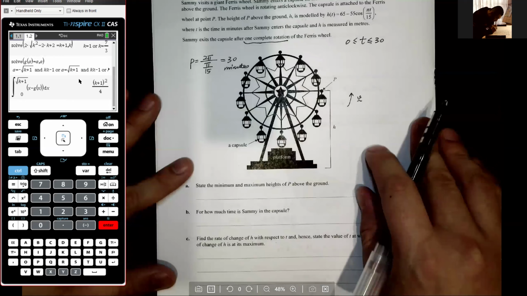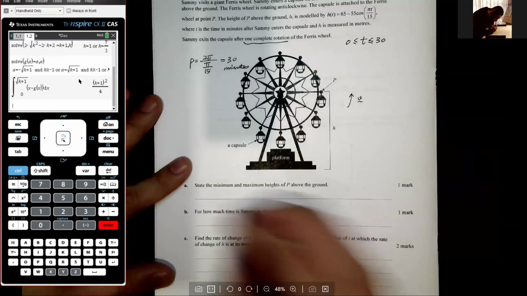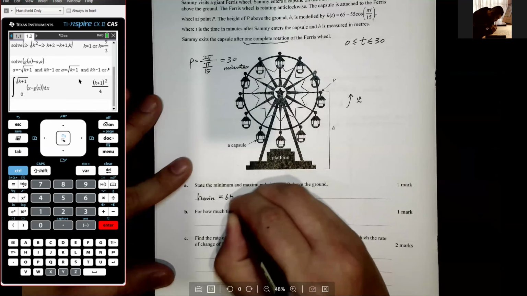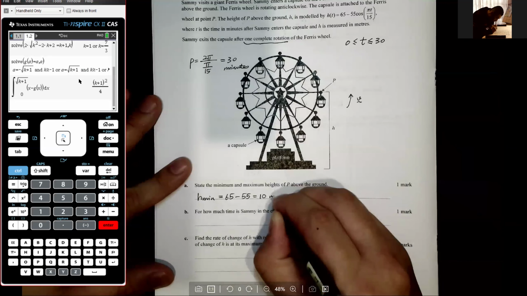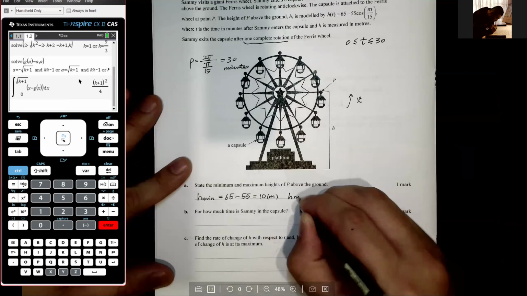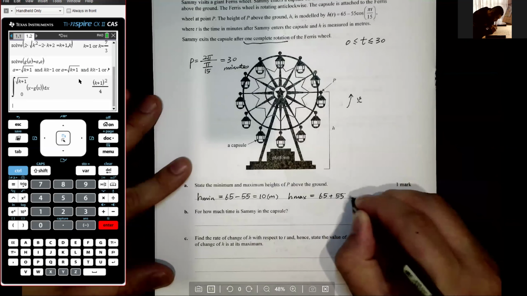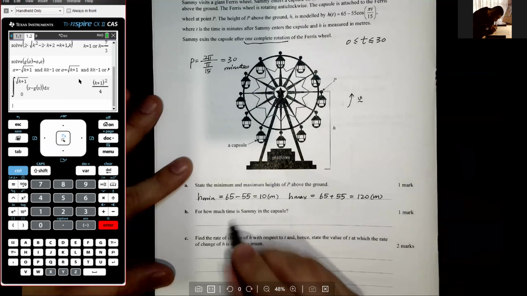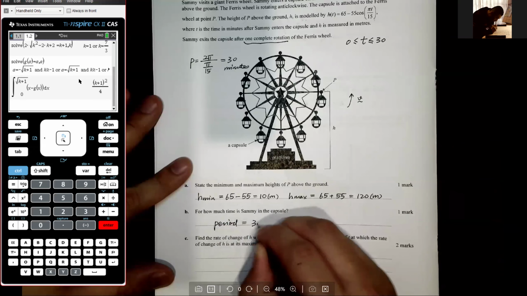Next thing is, for one complete rotation, state the minimum and maximum height of P above the ground. So basically, the minimum height equals 65, the middle, minus 55 times 1. That is 10 meters. And the H max equals 65 plus 55. That is 120 meters. For how much time is Sammy in the capsule? That is the period, equal to 30 minutes.